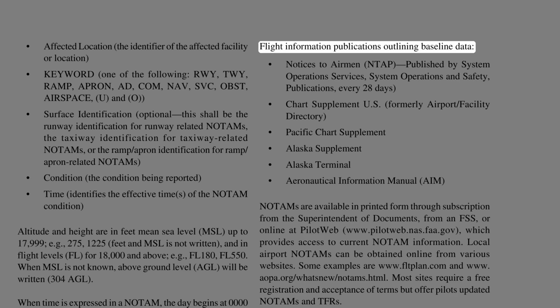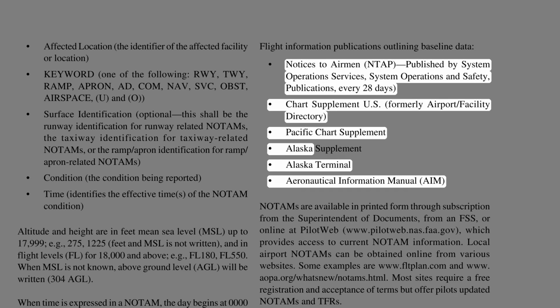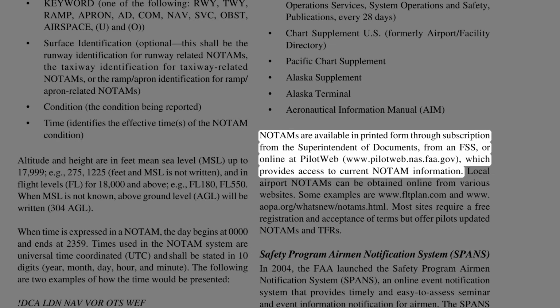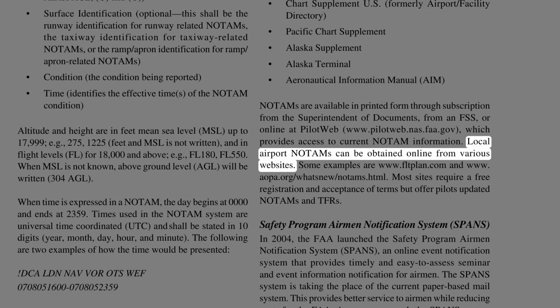Flight information publications outlining baseline data: Notices to Airmen Publication (NTAP), published by System Operations Services, System Operations and Safety, every 28 days; Chart Supplement U.S., formerly Airport Facility Directory; Pacific Chart Supplement; Alaska Chart Supplement; Alaska Terminal; Aeronautical Information Manual (AIM). NOTAMs are available in printed form through subscription from the Superintendent of Documents, from an FSS, or online at PilotWeb, www.pilotweb.nas.faa.gov, which provides access to current NOTAM information. Local airport NOTAMs can be obtained online from various websites.